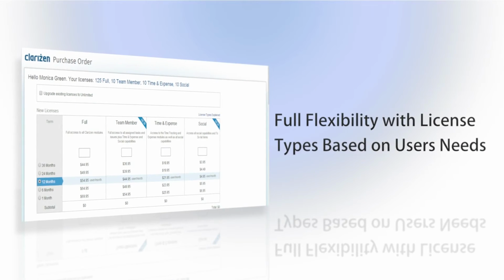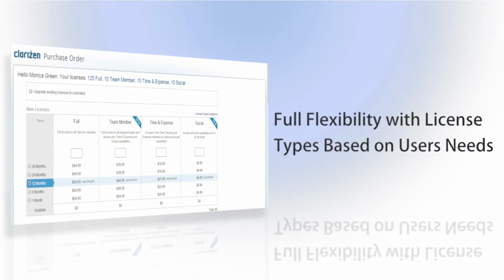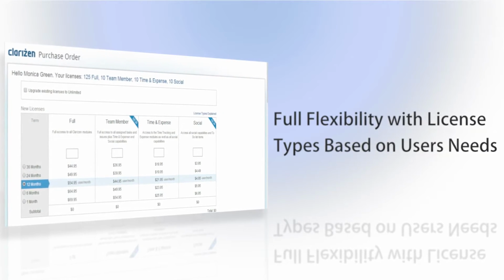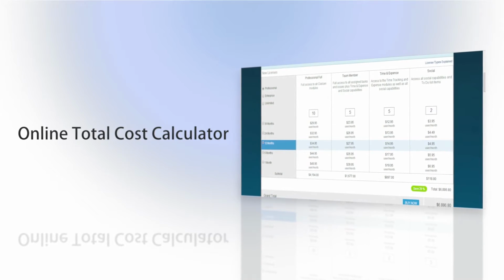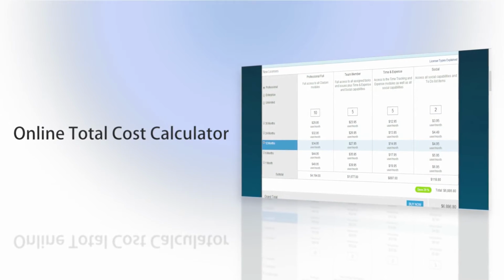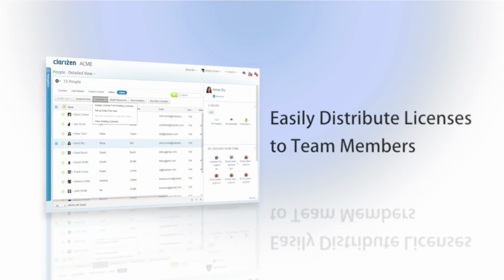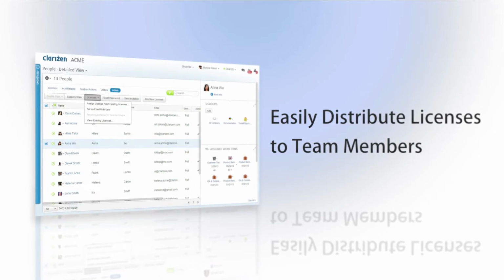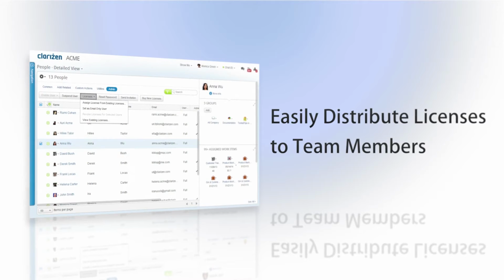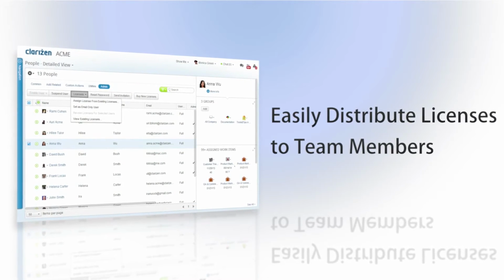Clarizen gives you full flexibility when it comes to buying and assigning licenses, with a variety of license types to choose from. Using the pricing calculator, organizations can get a cost estimate on the needed licenses at any time, without having to contact a sales rep. And with a variety of licenses to choose from, including full licenses, time and expense, team member, social, and even free email-only users, getting your team into Clarizen and working on their items is a breeze.